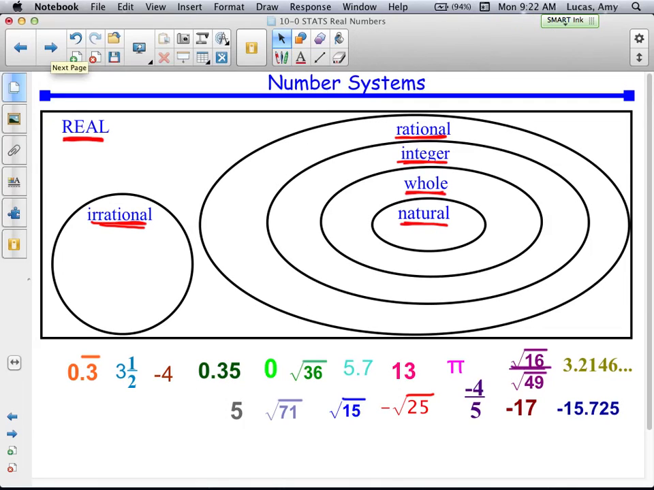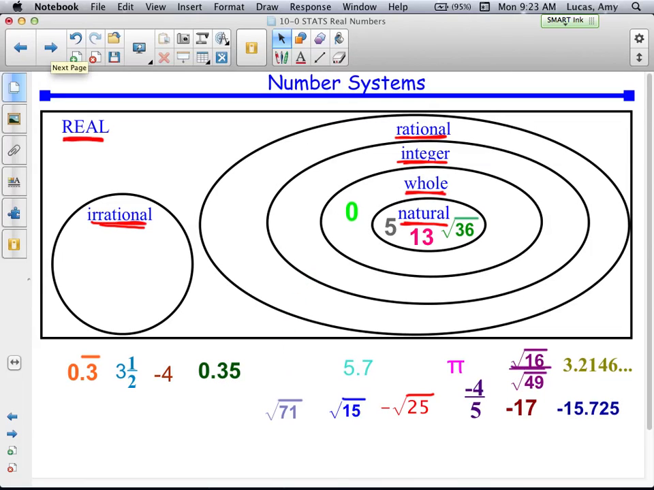So as I click and drag these numbers, I'm going to start out with the natural numbers. I am looking for counting numbers first. So the number 5 would be a counting number. So would the number 13. And if I simplify the square root of 36, I get 6, which makes it a counting number. So 5, square root of 36, which is 6, and 13.